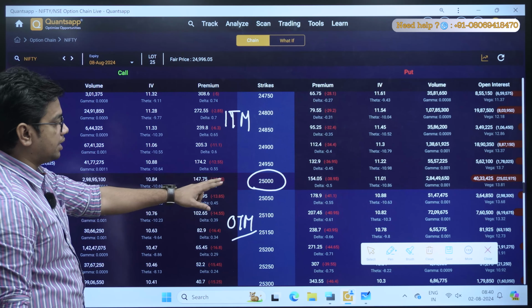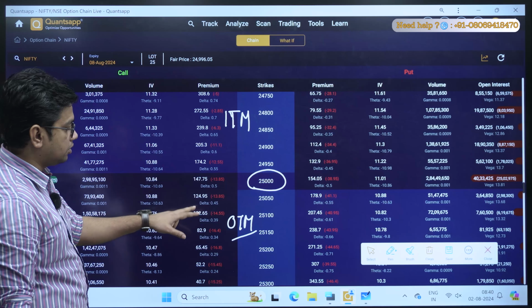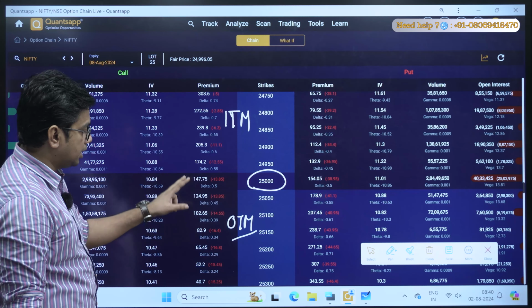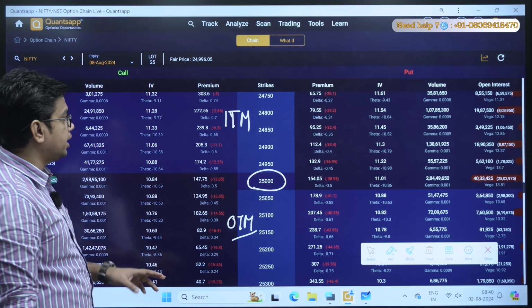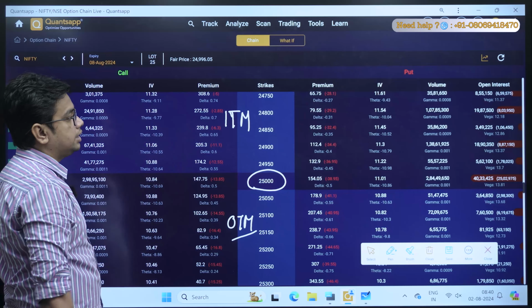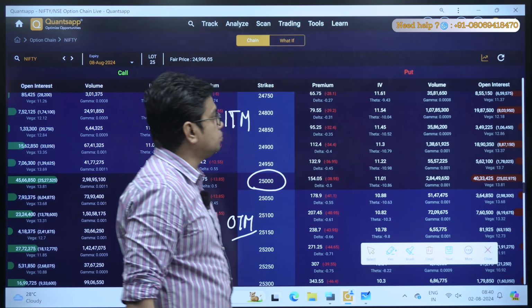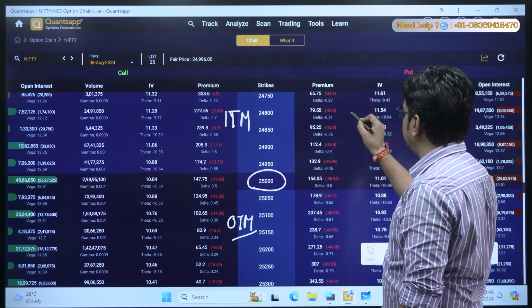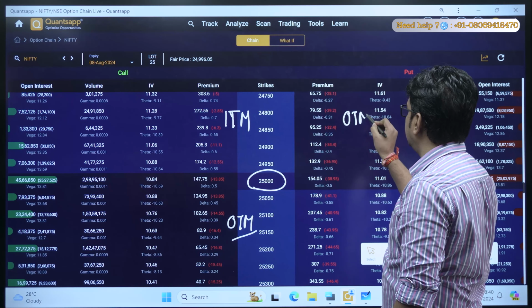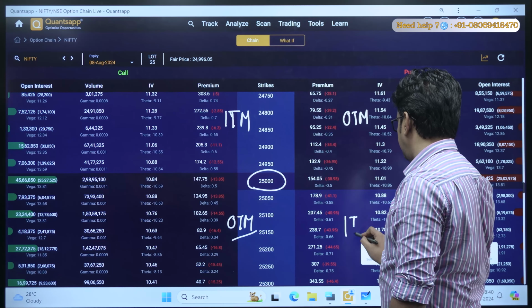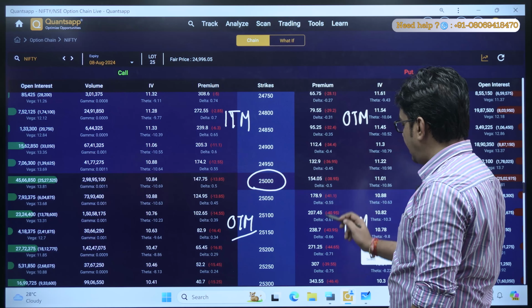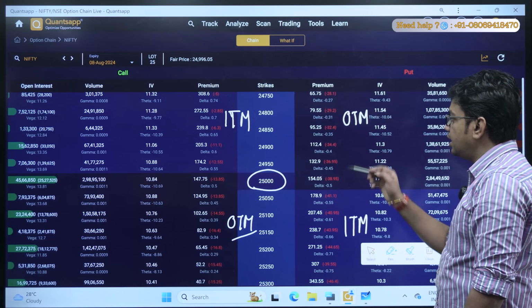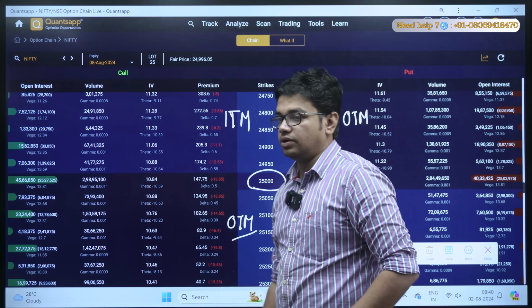It was 147 at the ATM, 124 at the next OTM strike, and down the line it is decreasing, and it is increasing at the ITM levels. When we go to the put option, you can see these are the OTM strikes and these are the ITM strikes. In ITM you can see the price is increasing, and in OTM you can see the price is decreasing.